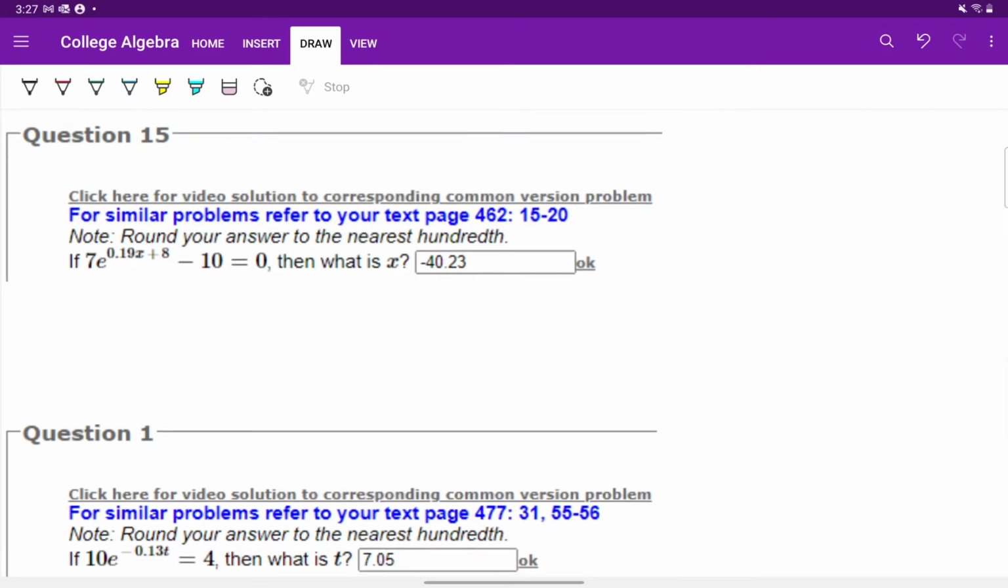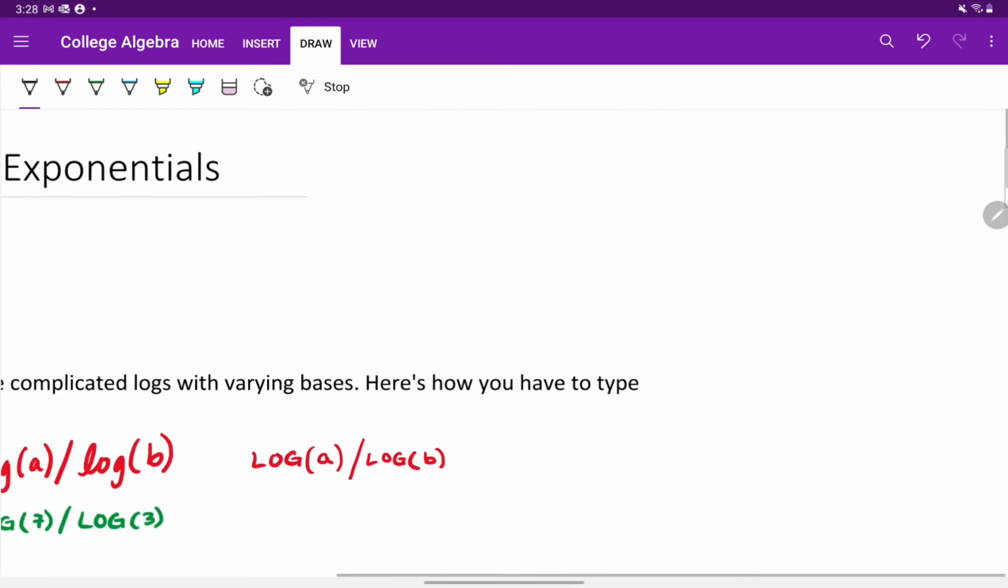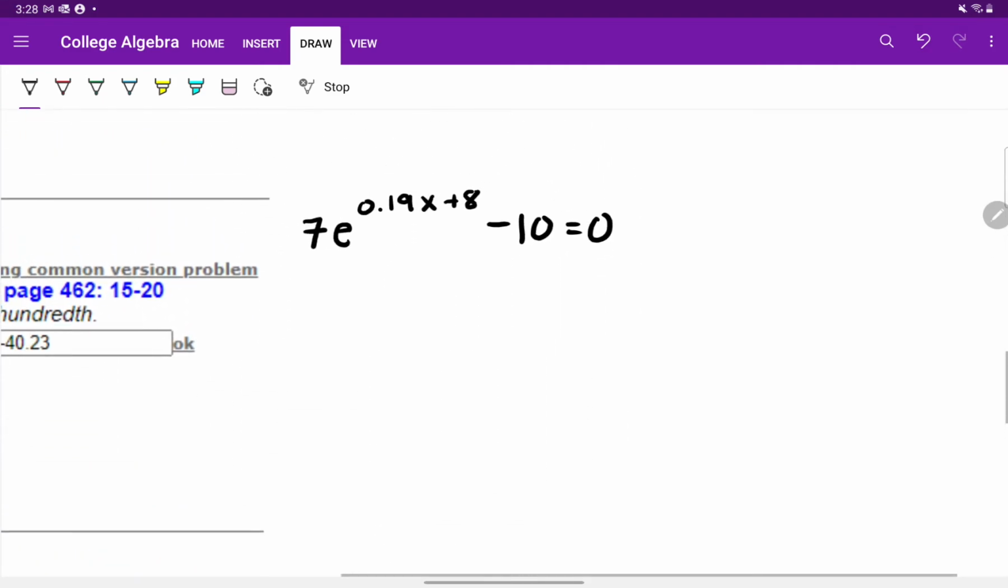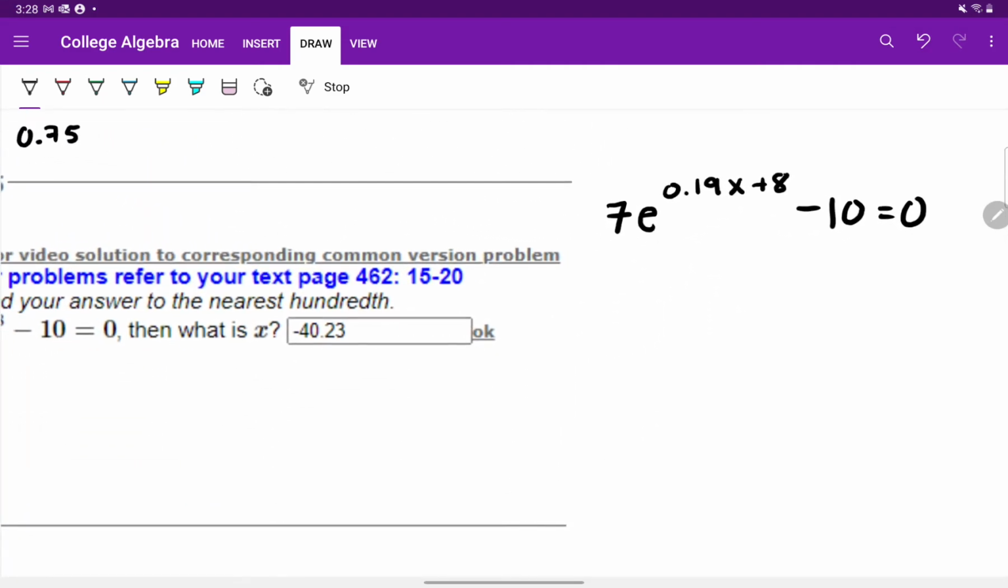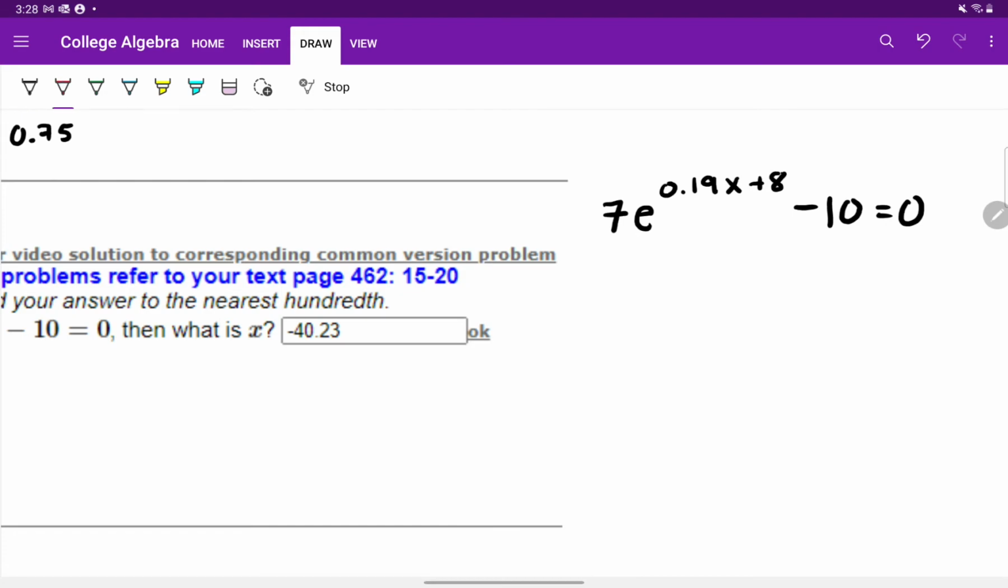Question number 15 is a little bit different in a couple of ways. So we start out here with 7e to the 0.19x plus 8 minus 10 equals 0. Whoops. The reason this problem is a bit different is because we're trying to solve for x.